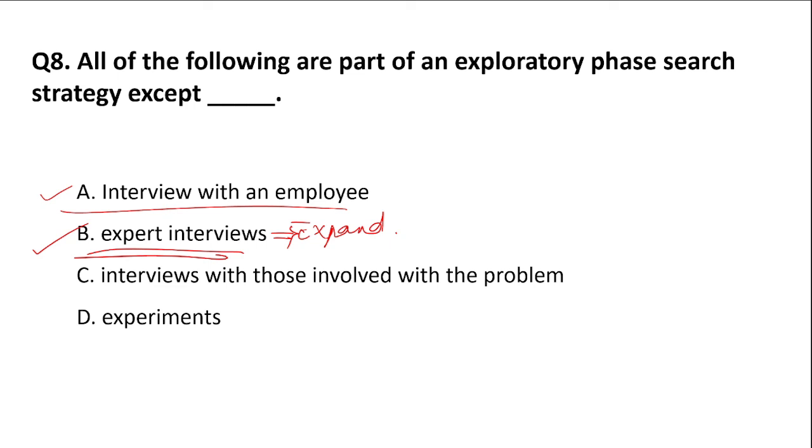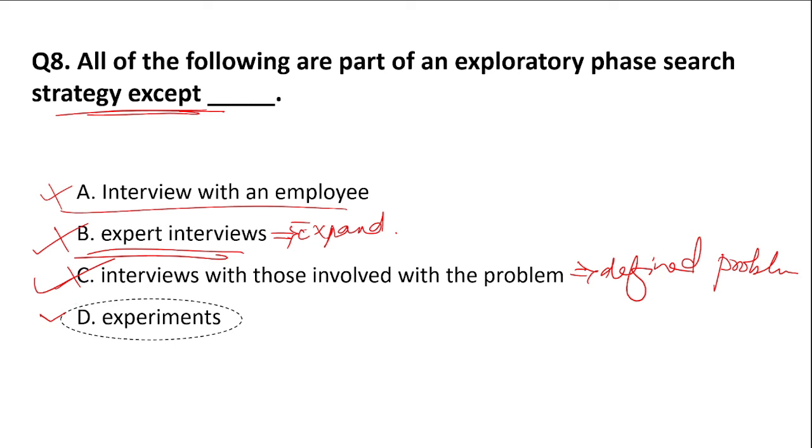Option C, interviews with those involved in the problem. Here the researcher interviews those involved, and they define the problem. That means option C also follows the exploratory phase search. In this question we have to find which is not an exploratory phase search. That means options A, B and C are part of an exploratory phase search, so they are the incorrect options. The correct option is option D, because in exploratory research the researcher cannot perform an experiment.